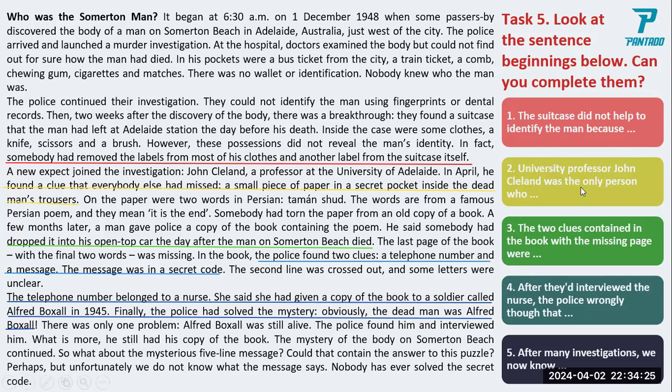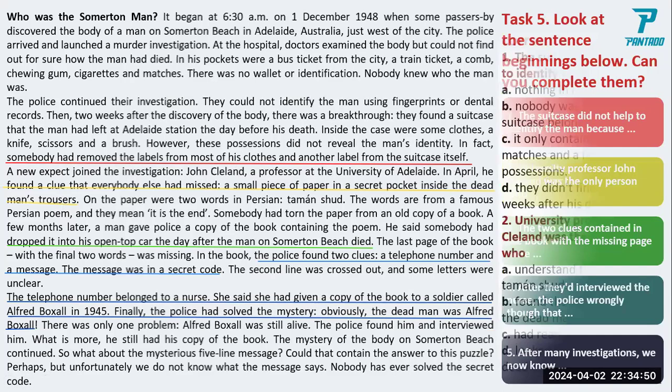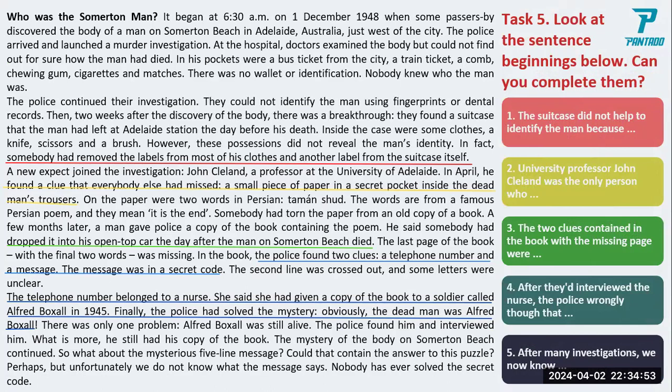Another university professor, John Cleland, was the only person who found a clue that everybody else had missed: a small piece of paper in a secret pocket inside the dead man's trousers. The two clues contained in the book with the missing page were dropped into his top car on the day after the man on Somerton Beach died.